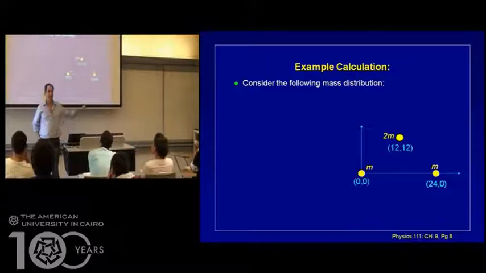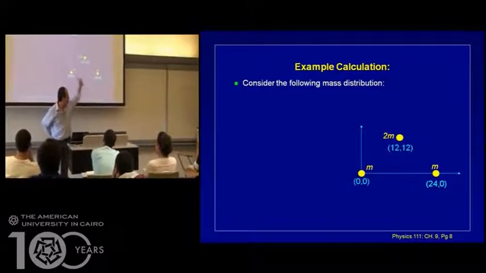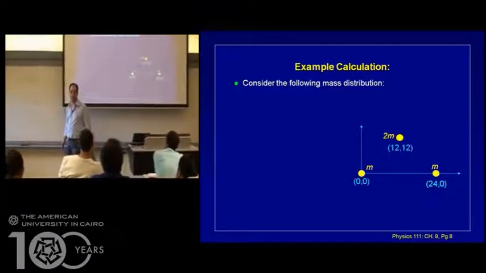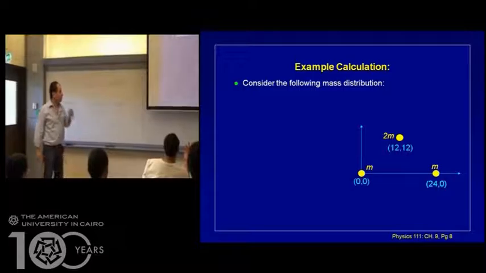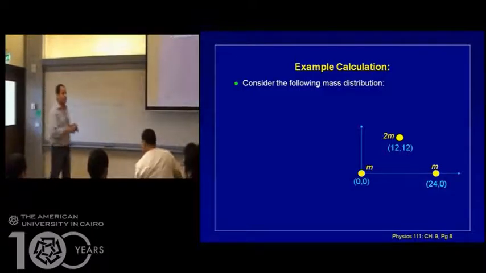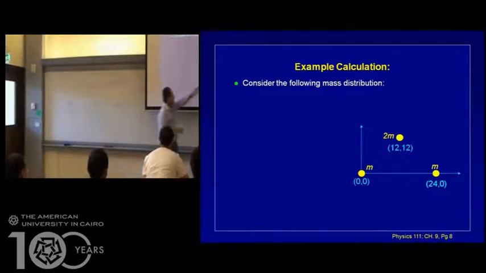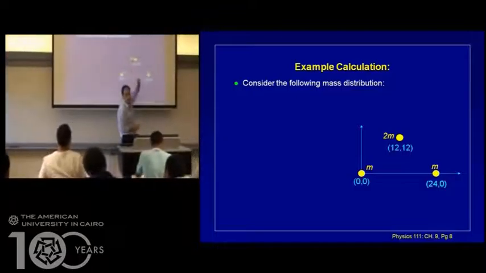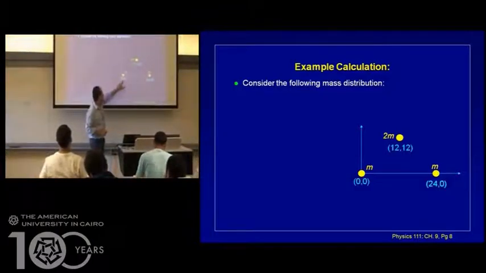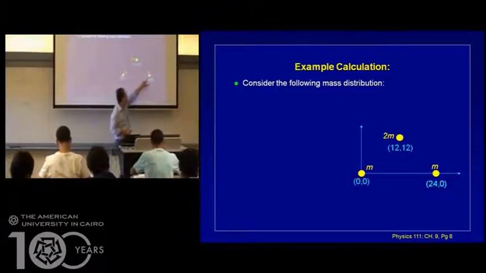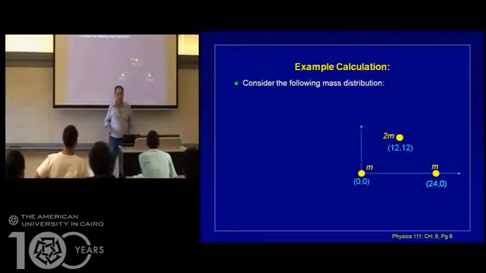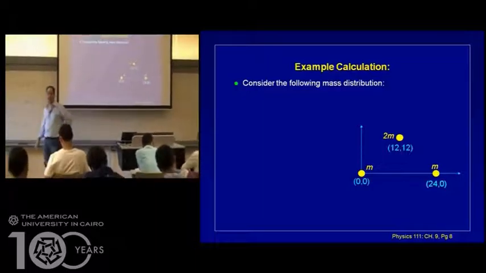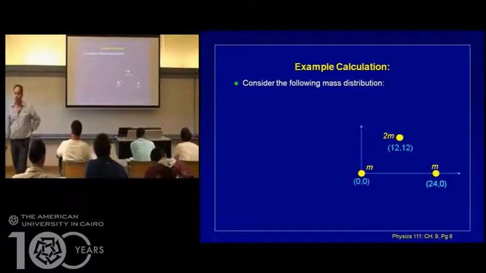Guys, before I leave the classroom, I want you to give me the center of mass for this example. I have 3 masses: M, M, and 2M. Number 1 is located at 0 and 0. Number 2 is located at 24 and 0. Number 3 is located at 12 and 12. We need to calculate the center of mass for that system.